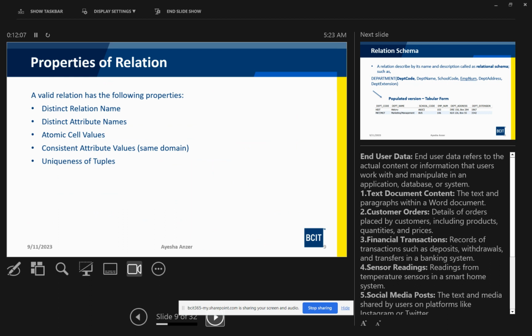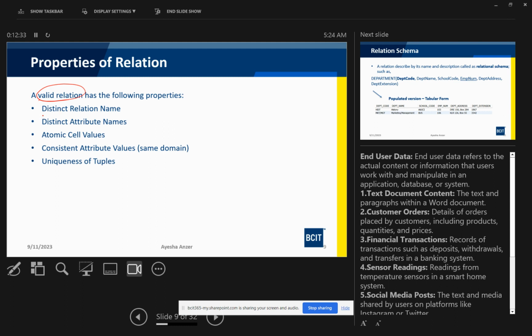Now let's look at some of the properties of a relation. Basically, these properties make it a valid relation. If you remember in exercise 1, week 1, we discussed what is a good design and a bad design. In that, I discussed that you have to come up with assumptions, and I will explain what makes your table valid and invalid as well.